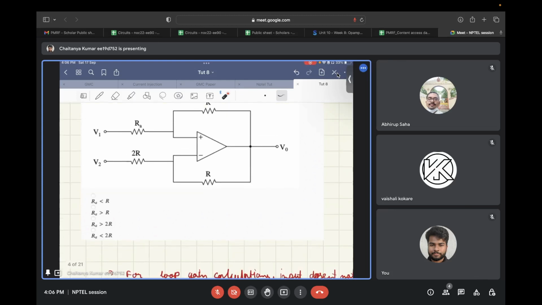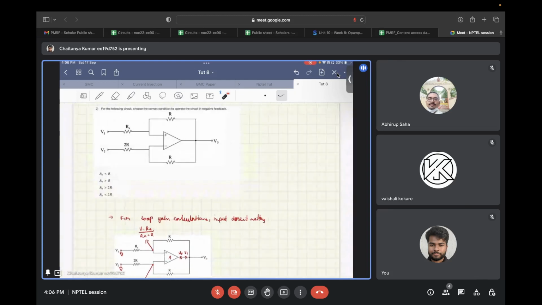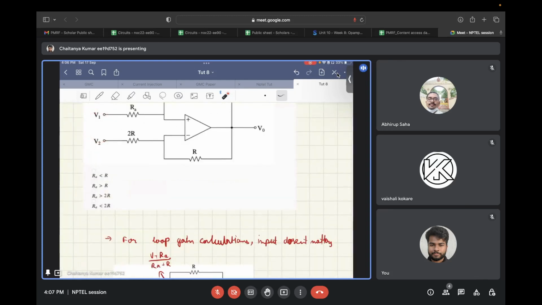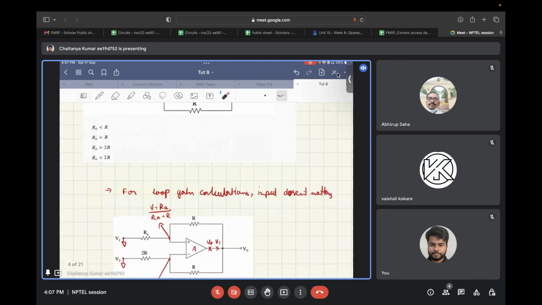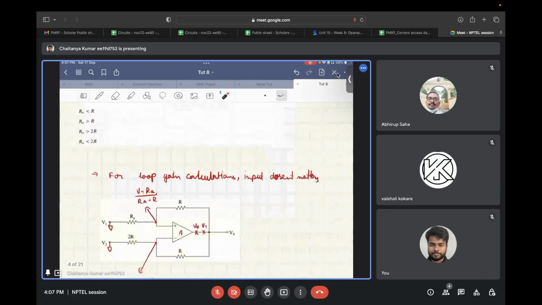Okay, so let's see the solution for this. First of all, these inputs are given. Now, for any loop gain calculation, in which you need to find the loop gain or open loop gain of the op-amp, or the stability of the circuit, which you will get familiar with in later weeks, the input that you apply doesn't matter. So these inputs can be shorted.